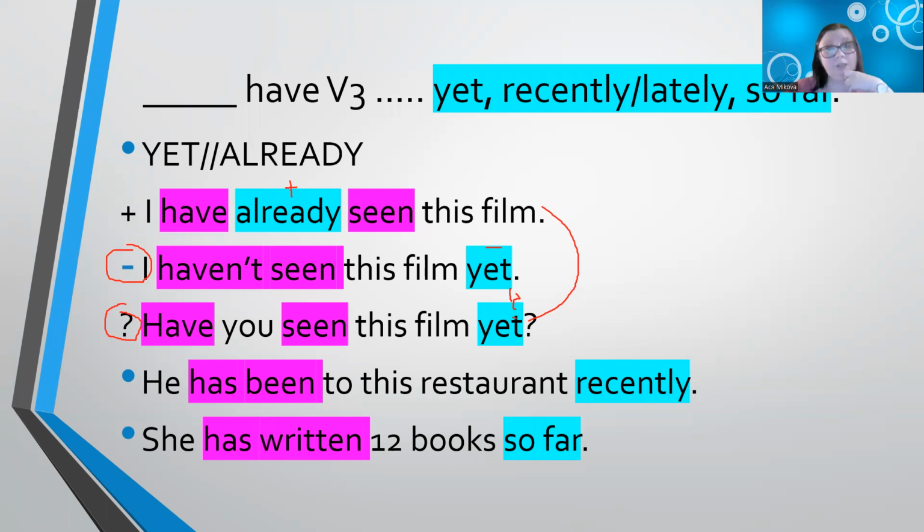Я прочитал половину книги на момент сейчас. I have read half a book so far.